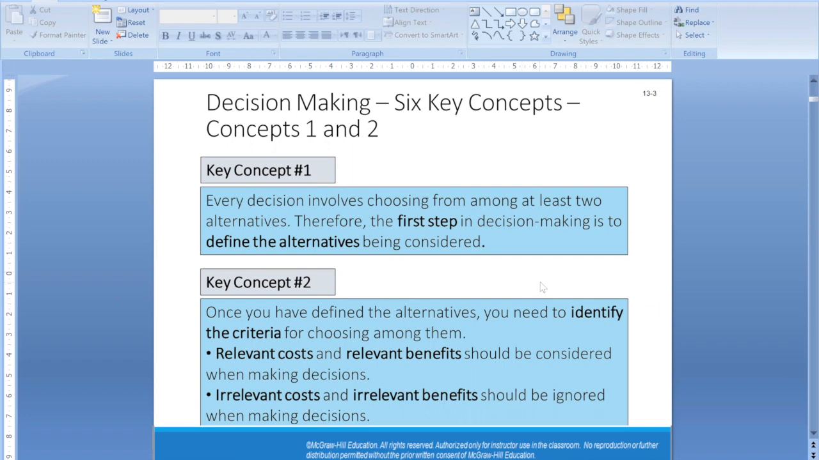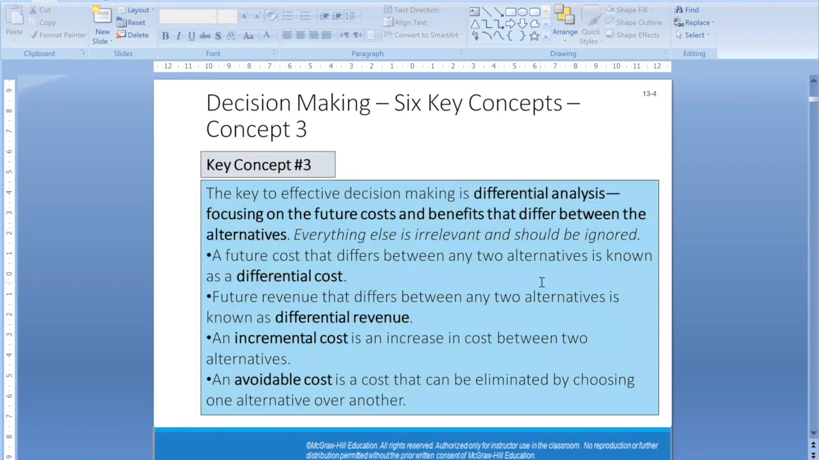Key number 3, the key to effective decision making is something called differential analysis. If you remember this word from chapter 1, differential means the difference between 2 alternatives at least, focusing on the future costs and future benefits that differ between the alternatives. So everything else is irrelevant and should be ignored.